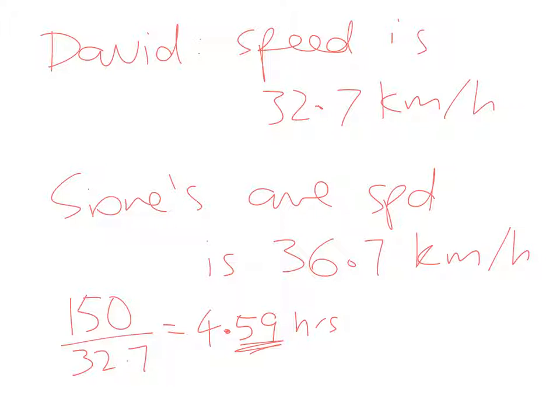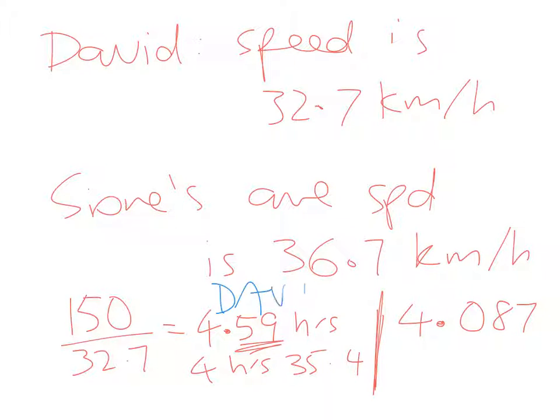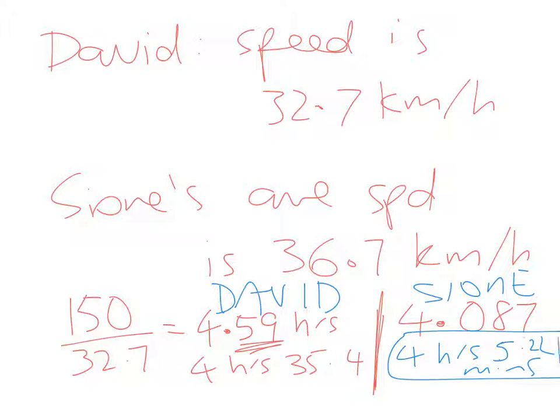And then Sione's time is 150 over 36.7, which is 4.087 hours. So let's get that into minutes. 0.59 times 60. So this is 4 hours and 35.4 minutes. That's for David. Sione was faster. 0.087 times 60 gives 5.22 minutes, so 4 hours 5 minutes. Okay, so I've rounded that a tiny bit. But lovely, we have got almost exactly the difference that we're looking for of half an hour.